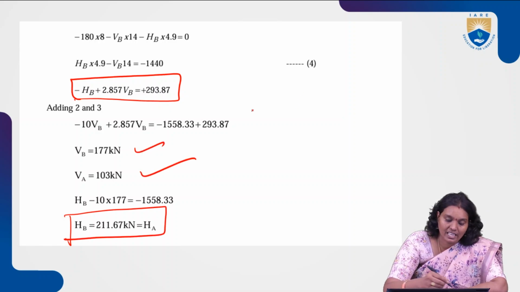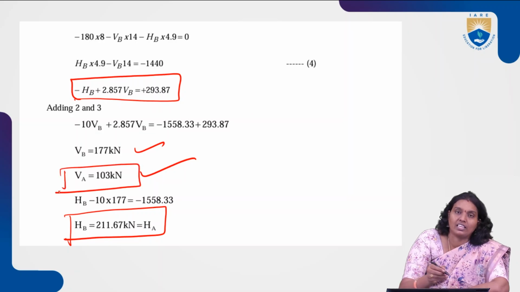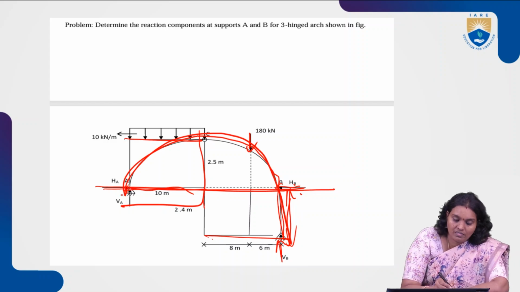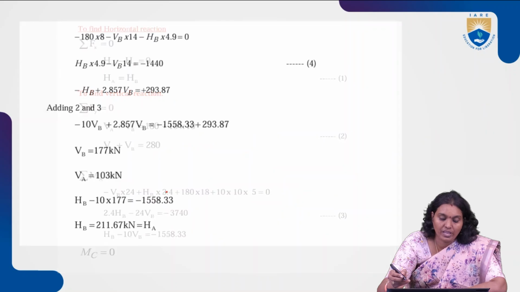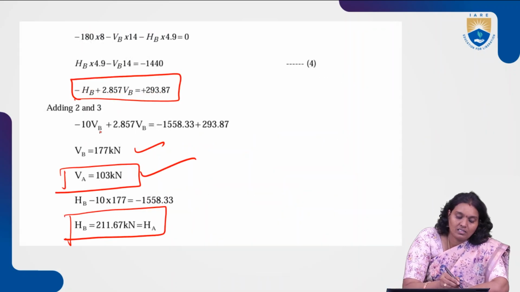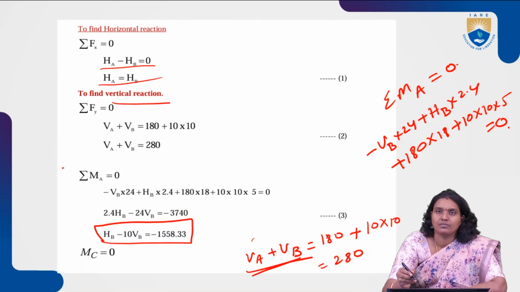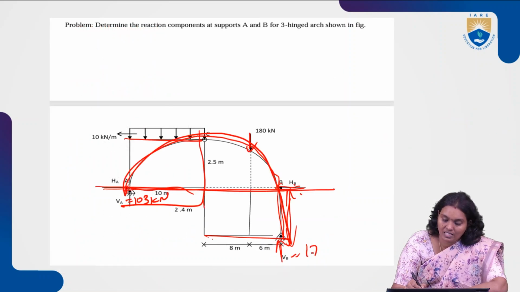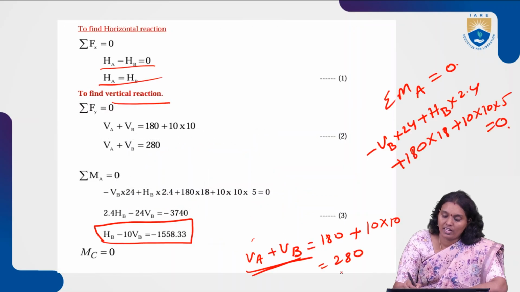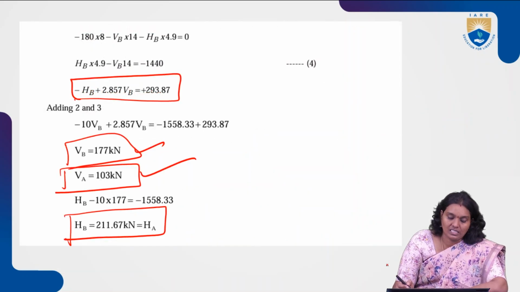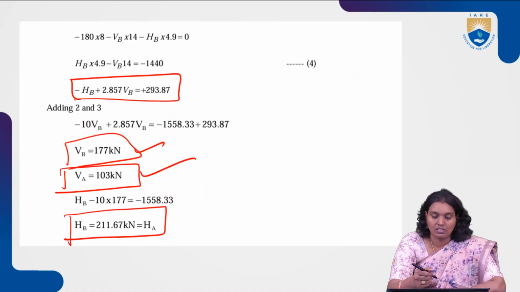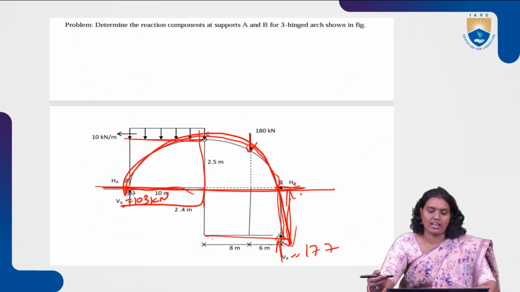The vertical reaction at A, after the calculation, is 103 kilonewton. And the vertical reaction at B is equal to 177 kilonewton. Those two add up to 280, so this is satisfied. Now like this we are going to understand the various scenarios. So this is a different kind of approach once we are understanding this.